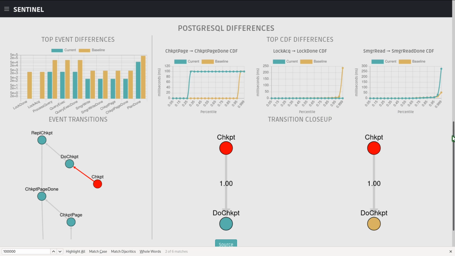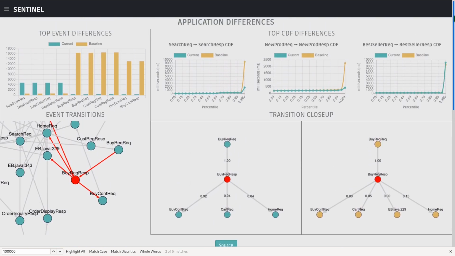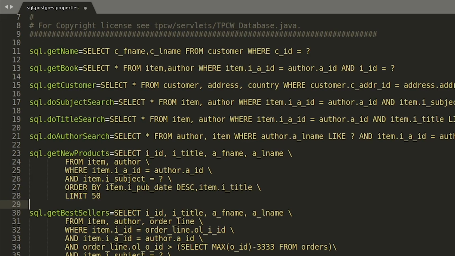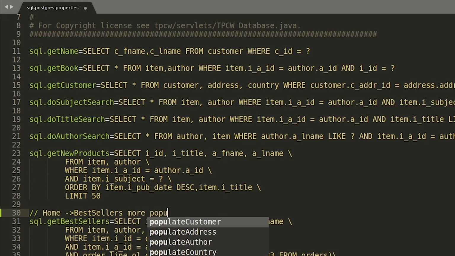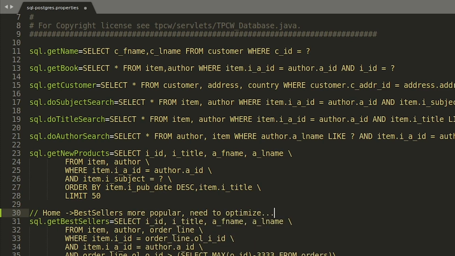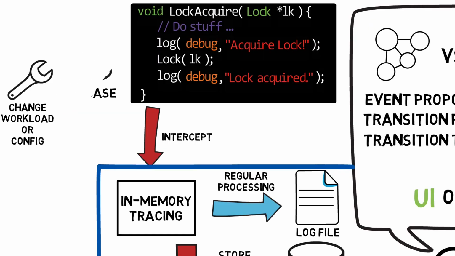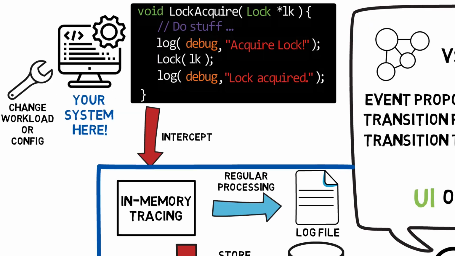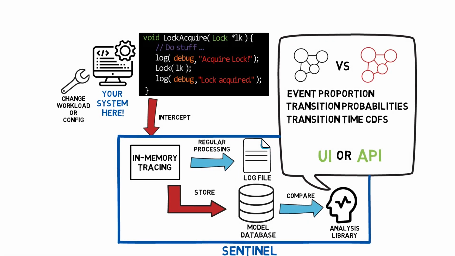Sentinel surfaced important information regarding the performance of transaction and query execution in both the application and the database. This information will direct the analyst to improve the performance of the slow bestsellers transaction, which is popular in the current workload. It is important to note that because Sentinel integrates directly with debug logging, its insights are available to all systems that use it, with very low overhead.